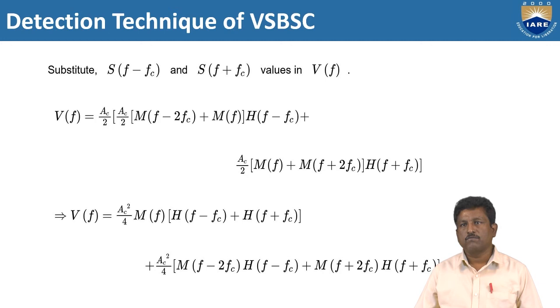So what is the final output V(f) equal to? Ac squared by 4 M(f) [H(f - fc) + H(f + fc)] plus Ac squared by 4 [M(f - 2fc) H(f - fc) + M(f + 2fc) H(f + fc)]. So from this you can say that it is a combination of both the upper side band as well as the lower side band. So by these substitutions, we are converting into the frequency domain, which is available initially in the time domain.